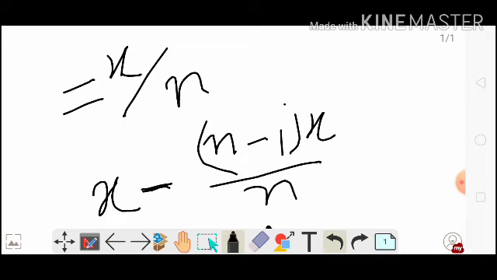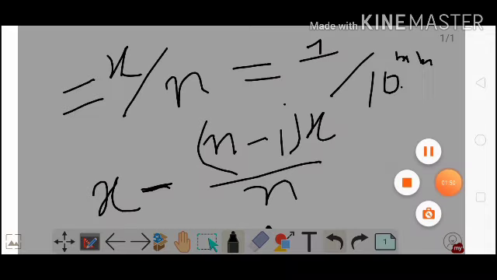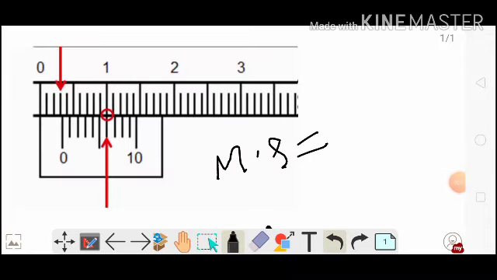So what I showed you earlier can also be calculated by using this formula. Okay, so the vernier calipers that I showed you earlier had 10 vernier divisions, and in the main scale the minimum division was 1 mm. So by putting in the values you can easily find out the least count will be 1 divided by 10 mm.